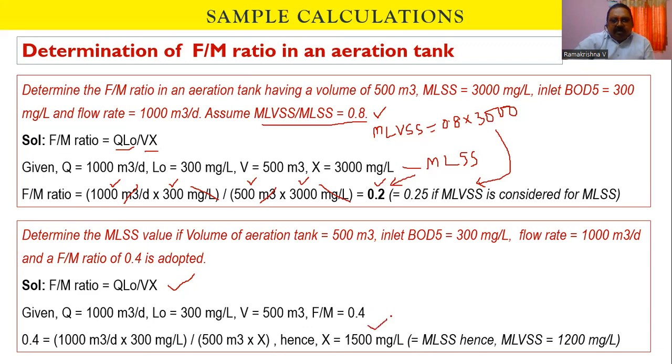This we have calculated in terms of MLSS. If you want to convert this into MLVSS, which is equivalent to 0.8 times this, it is equal to 1200 milligram per liter. Okay, thank you.